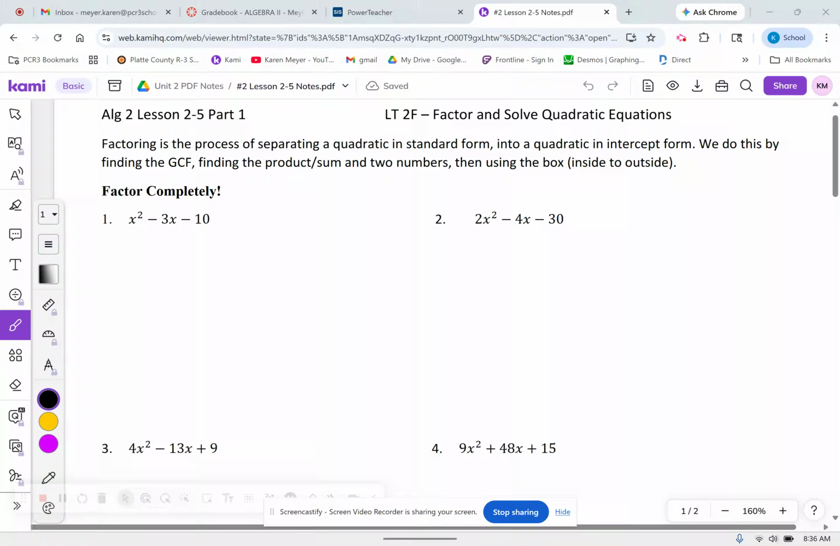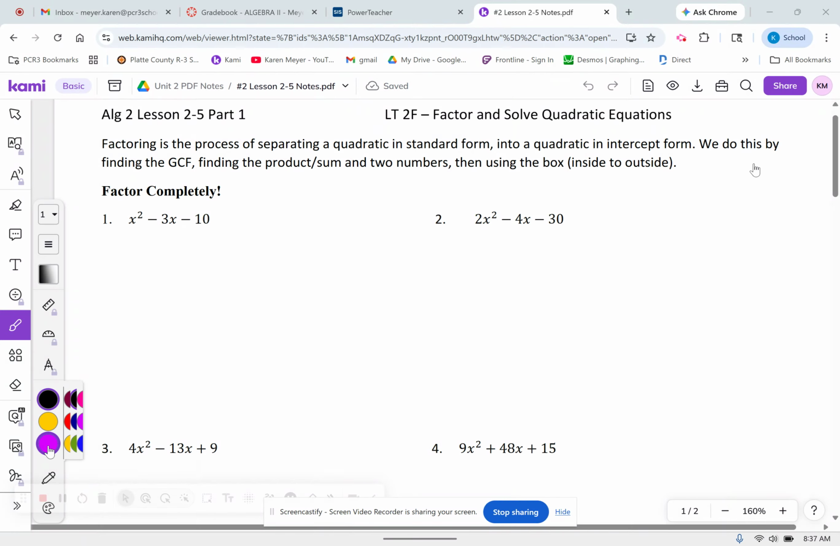All right, in today's lesson, we are going to be talking about how to, in part one, only factor a quadratic. Part two, we will add the solving part onto the factoring. But today we are only going to talk about factoring a quadratic. So if you look up here, it says factoring is the process of separating a quadratic in standard form.